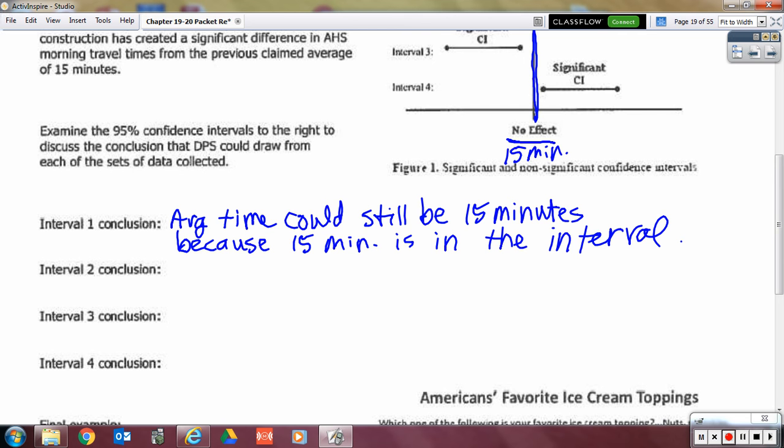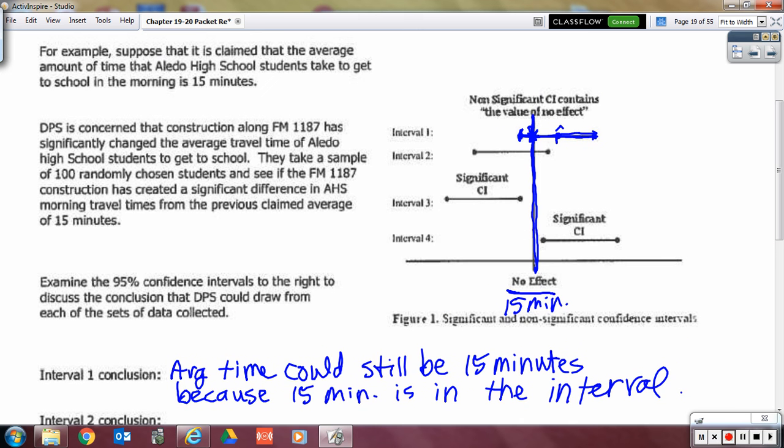Okay? All right, let's go and look at interval 2. Let's say they took a sample here, interval 2, the p hat's right in the center, and it goes from whatever that time is to this time up here. What would your conclusion be if this was the interval that they created about the average time? What would your conclusion be with that? No what?